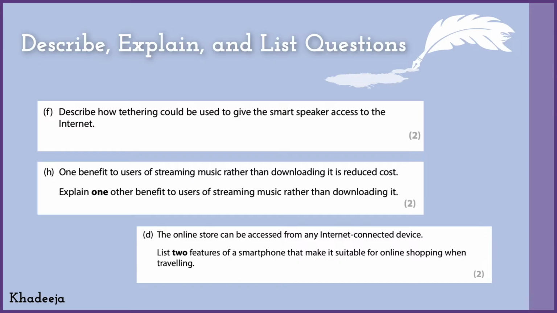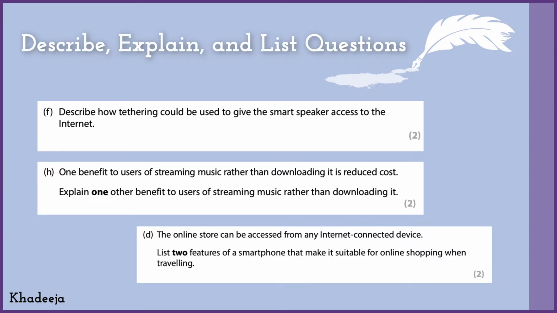Describe how tethering could be used to give the smart speaker access to the internet. So it's for 2 marks. It says describe, so you have to use your brain and understand that even though you have to describe how it works, you don't have to go into too much detail. It should be roughly around 2 to 3 sentences long maximum, or maybe even just 2 sentences long.